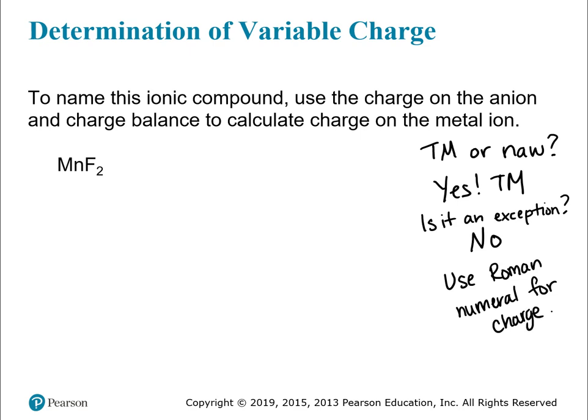But we don't know what that charge is yet. So let's focus on the anion. Our anion is fluorine. It's in group 7A. To figure out the charge, we take the group number, which is 7, subtract 8, and that gives us negative 1 for the charge.